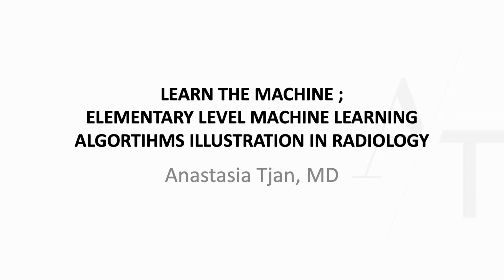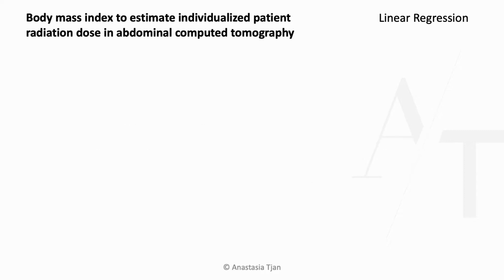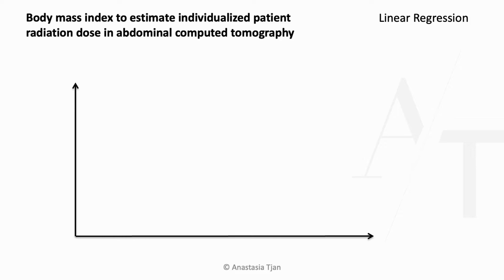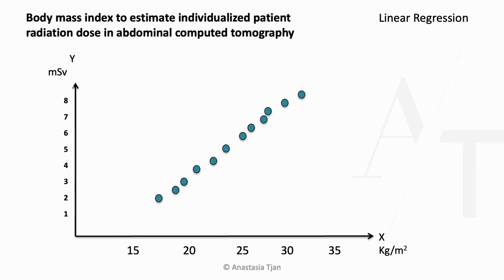Without further ado, I will start with linear regression. Body mass index to estimate individualized patient radiation dose in abdominal CT is used for this example. First of all, a graph with x and y axes is made: the y for effective dose in millisievert, x for BMI. All data in a certain population are put as dots inside this graph. A diagonal line is drawn to determine the overall relationship between all the dots.